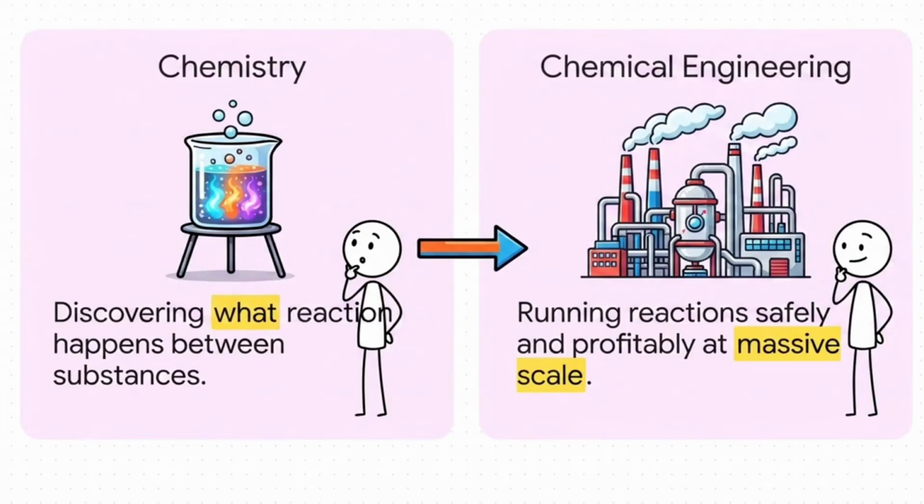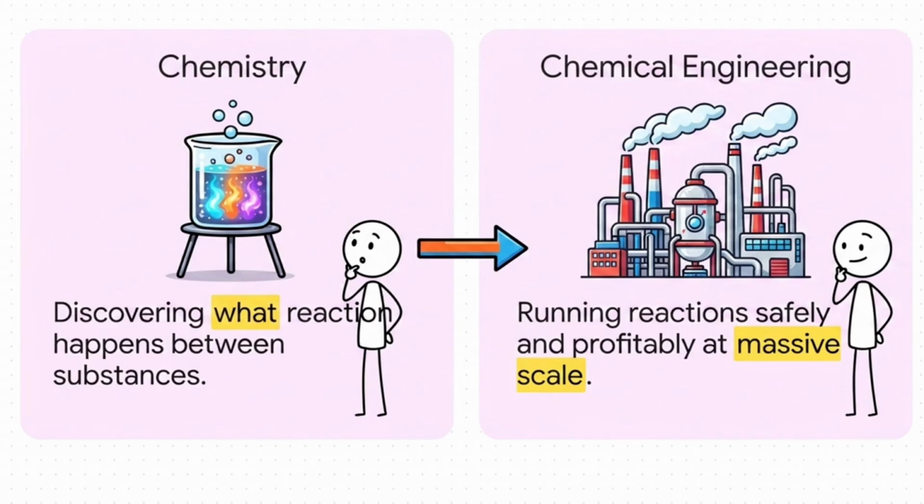Okay, let's clear up the absolute biggest misconception right out of the gate. Chemistry is all about the what. It asks what reaction happens between certain substances. And it works perfectly in a small glass beaker on a lab bench. But chemical engineering? That is a whole different beast. It's about logistics and scale. It asks how to run that exact same reaction on a scale of literally 1,000,000 gallons, and how to do it continuously, safely, and profitably.